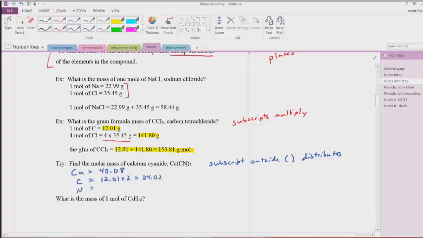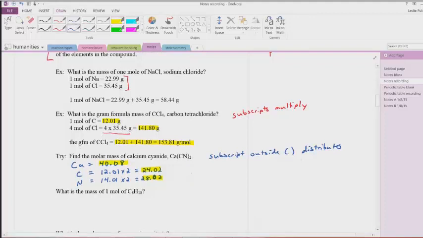And nitrogen, which when we look on the periodic table is 14.01, we also have 2 of them. So we need to add those 3 masses. And we get 92.12, and the units are grams per mole because it's the number of grams per 1 mole.